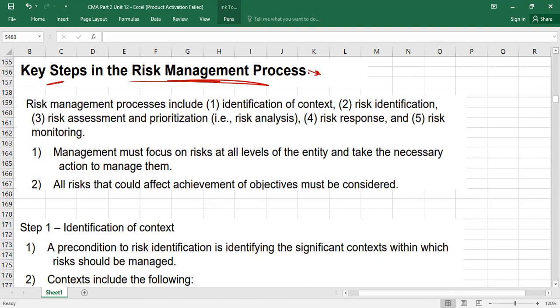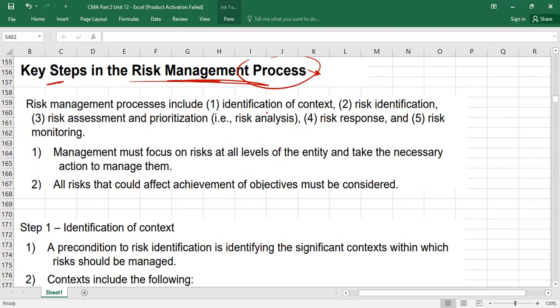Risk management process means it is a complete process. Process means there are certain stages to manage the risk. You know why risk management is important? I told you already. Risk management is important to protect the organization from potential losses, right? And whenever you are trying to do risk management, we usually follow these steps.